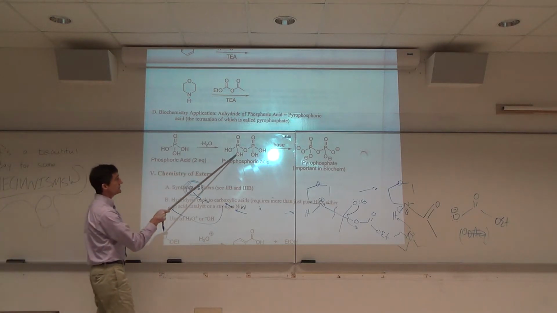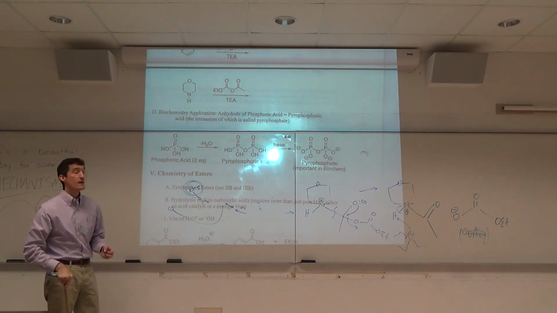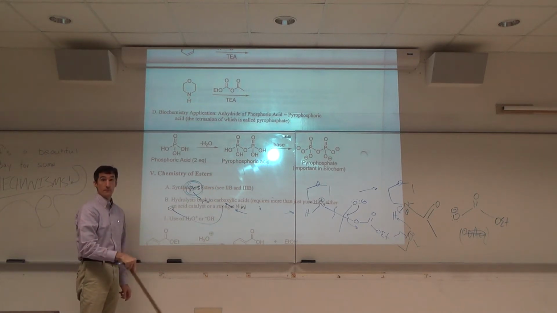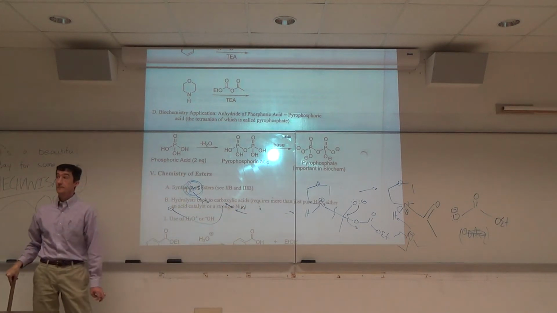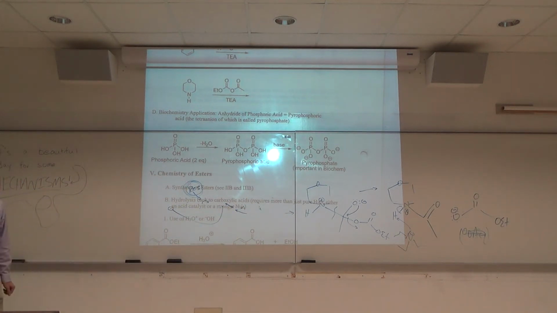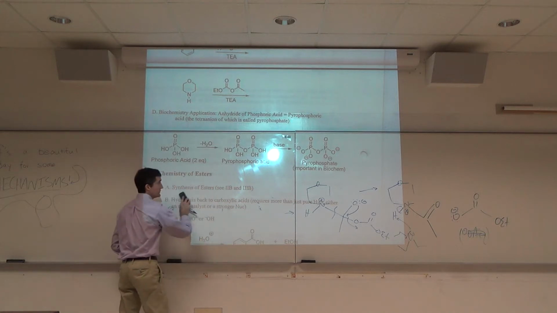But then all these H's here, so acetic anhydride doesn't have any acidic H's. But this anhydride's got 4. And they are all acidic, and it can exist like that in the body. And that's called pyrophosphate, and it's used a good bit in your biochemistry. So it's actually the anhydride.